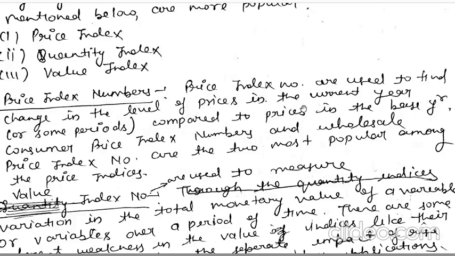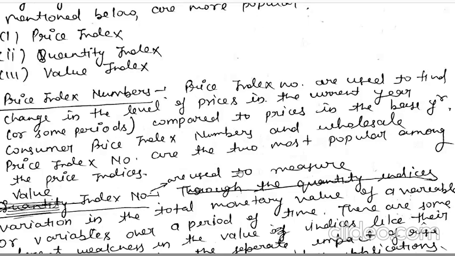Price index numbers are used to find the change in the level of prices in the current year compared to prices in the base year. Suppose in the current year the price is 10 rupees, and in the base year the price was maybe 20 or maybe less than 10, right? So price index numbers are used to find the change in the level of prices in the current year compared to the prices in the base year.